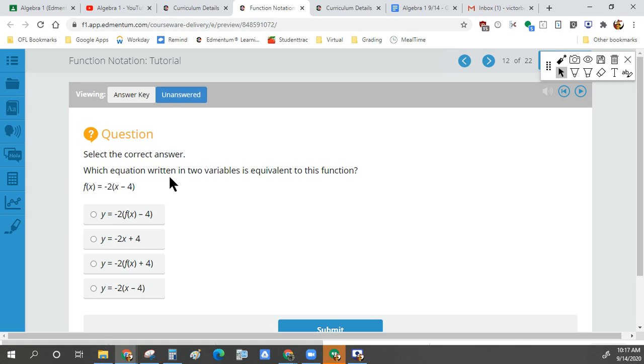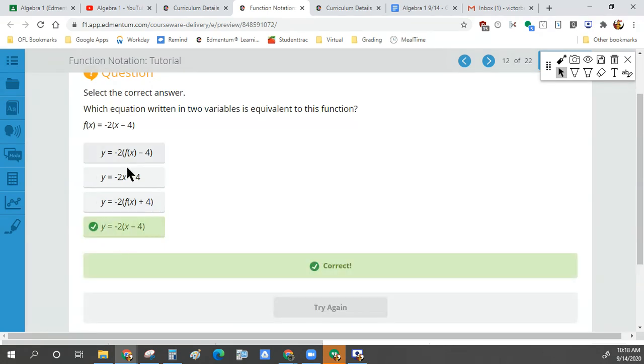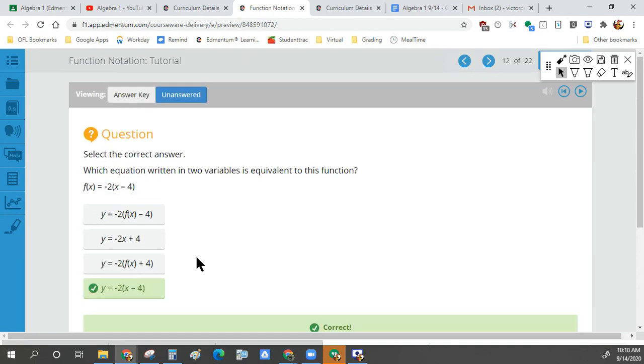So this one, which of the following equations written in two variables is equivalent? So if this is f of x, you're going to leave it exactly the same. The only difference is this f of x turns into a y. So this is the correct answer, because we're not doing anything complicated. Wherever we see f of x, it's a y.